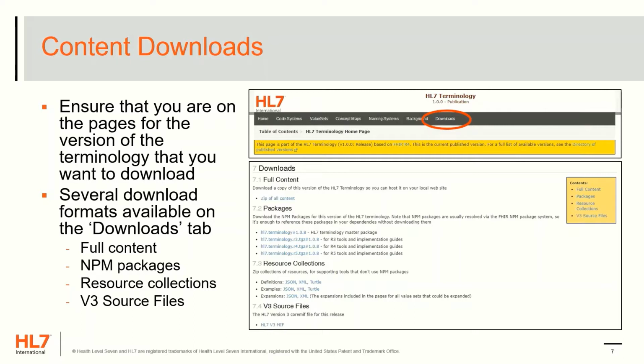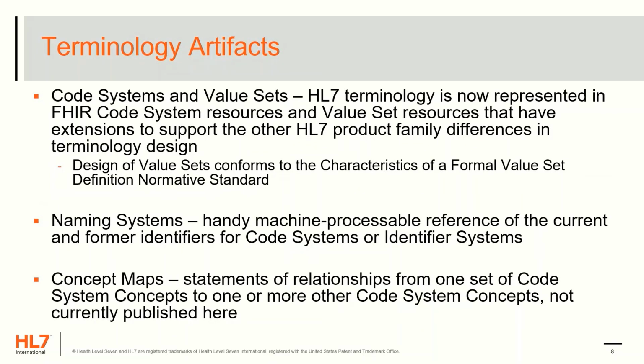There are also NPM packages available, and for more information on these packages, please see the FHIR documentation on NPM packages. For those using toolings that do not require NPM packages, you can download the artifact definitions, examples, and expansions in JSON, XML, and Turtle formats. The HL7 version 3 core MIF file is also available, and our hope is that other HL7 product family specific release formats will be made available for download in the future.